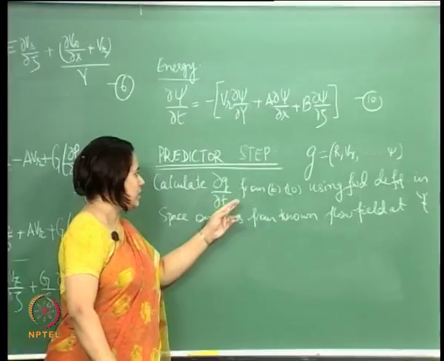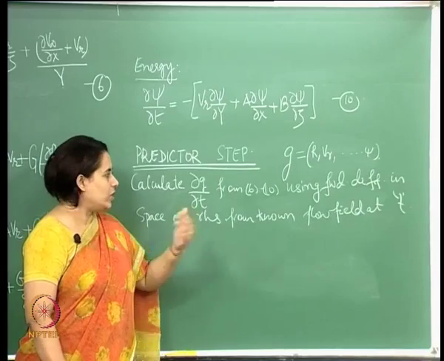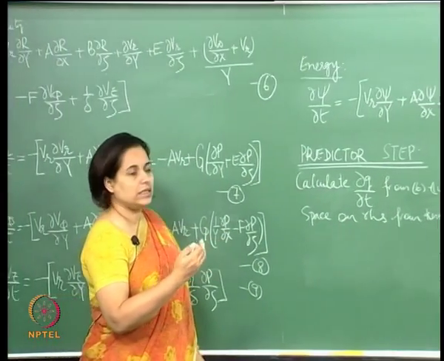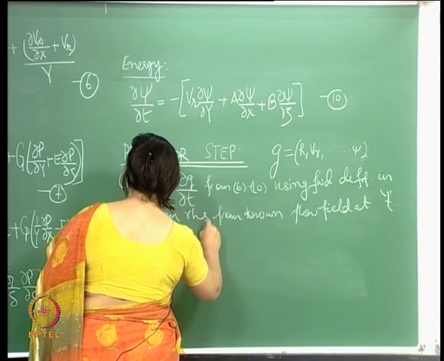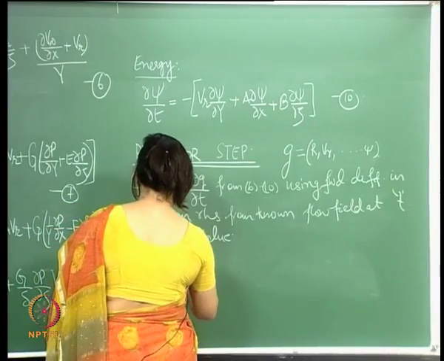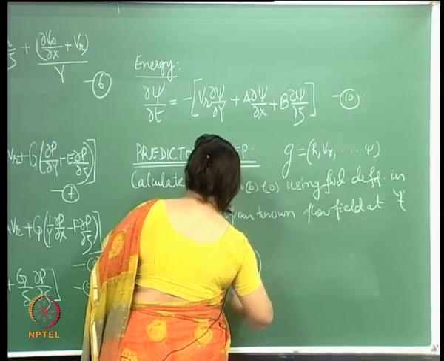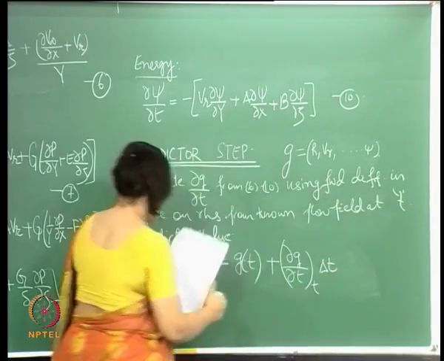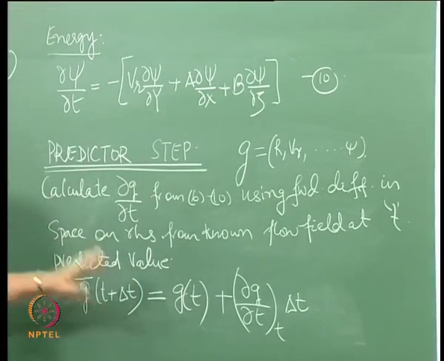So, we calculate the time derivatives of the flow properties using finite differences in space on the right hand side for the known flow field at time t. Then we calculate the predicted value. We predict the value at t plus delta t as follows. The predicted value we are going to call g bar. Now, this is the known value, something that we have assumed right at the beginning, which was step 1.